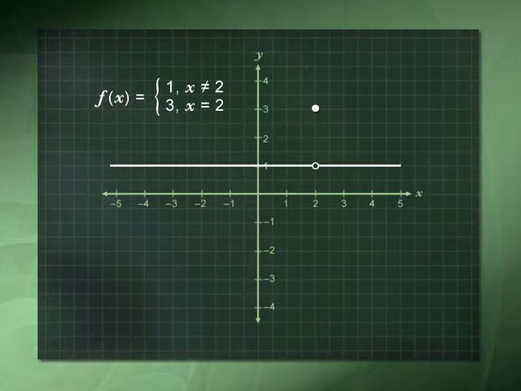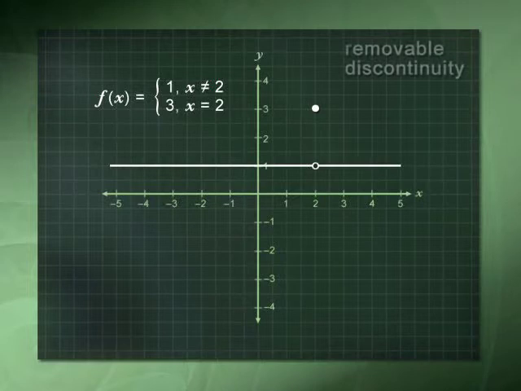Of course it wants to be 1. So this is a removable discontinuity. We can change the function by defining the value at 2, a single point, change that definition, and we turn it into a continuous function. It's basically fill in the dot, and you make it into a continuous function.